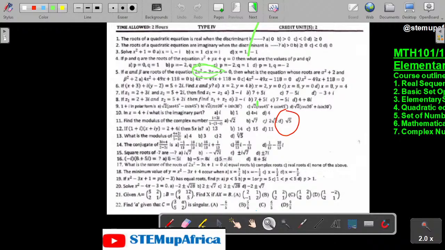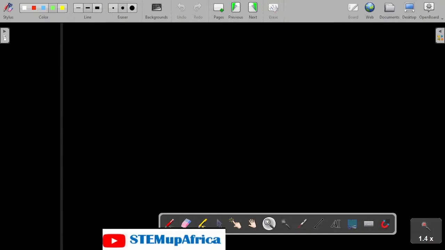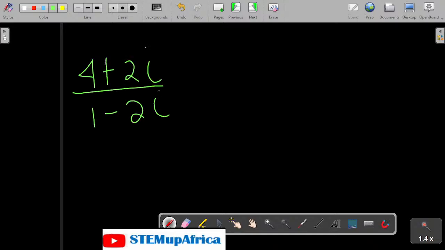Question 13 is similar to question 11 we just did. We are asked to find the modulus. If the expression given to you has a fraction, the first thing you do is to rationalize the denominator. So let's see how we can achieve that to get the modulus. Let's rationalize it. We are given 4 plus 2i over 1 minus 2i.